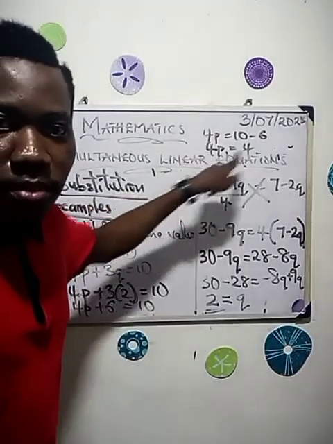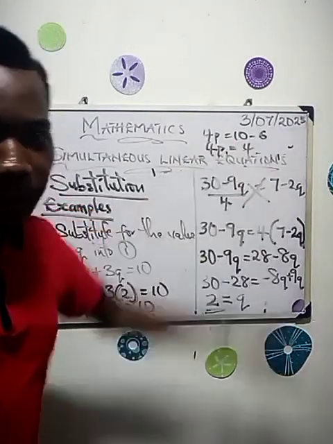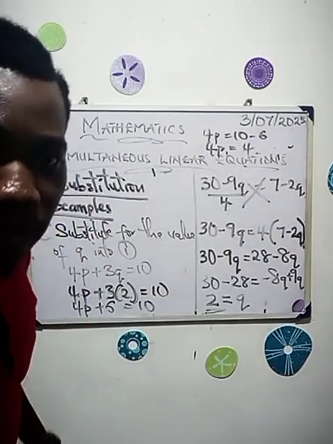So divide 4, divide 4. 4 cancels 4, and p equals 1. That's it.